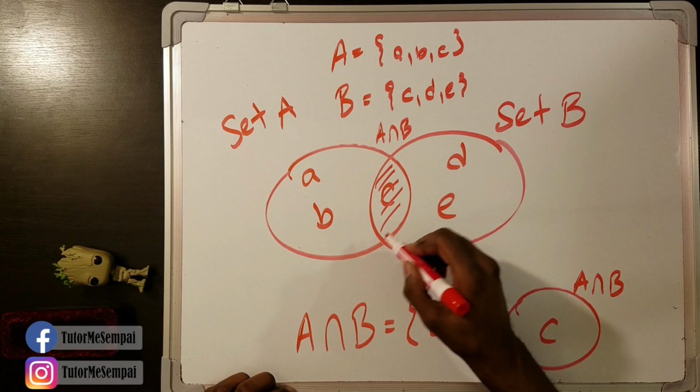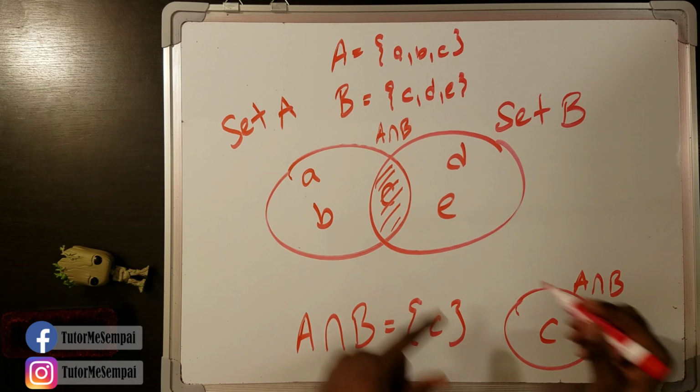This is another way you can write A intersect B. This shaded region right here is going to be A intersect B. You see this, it's just that.